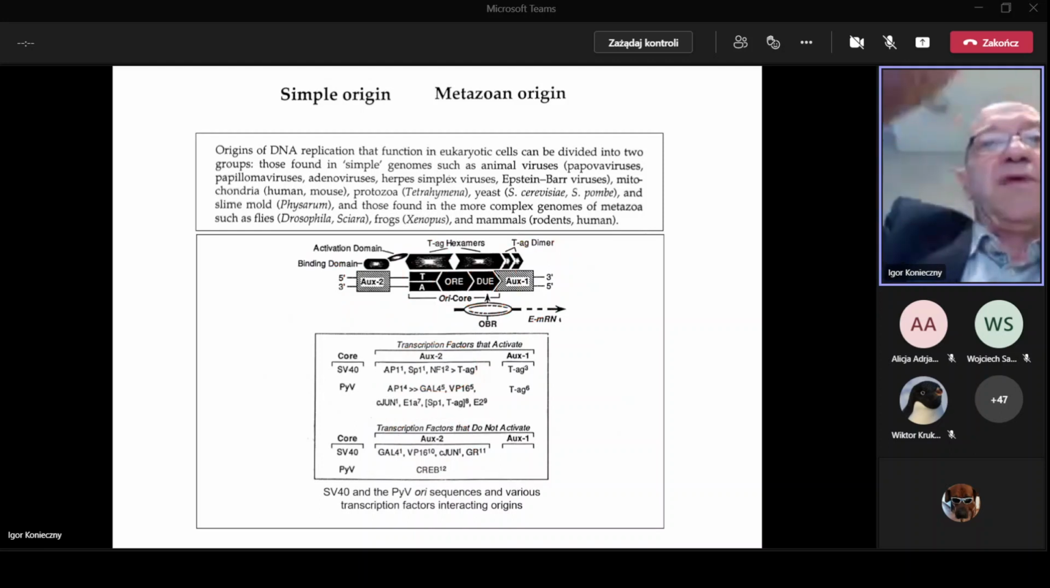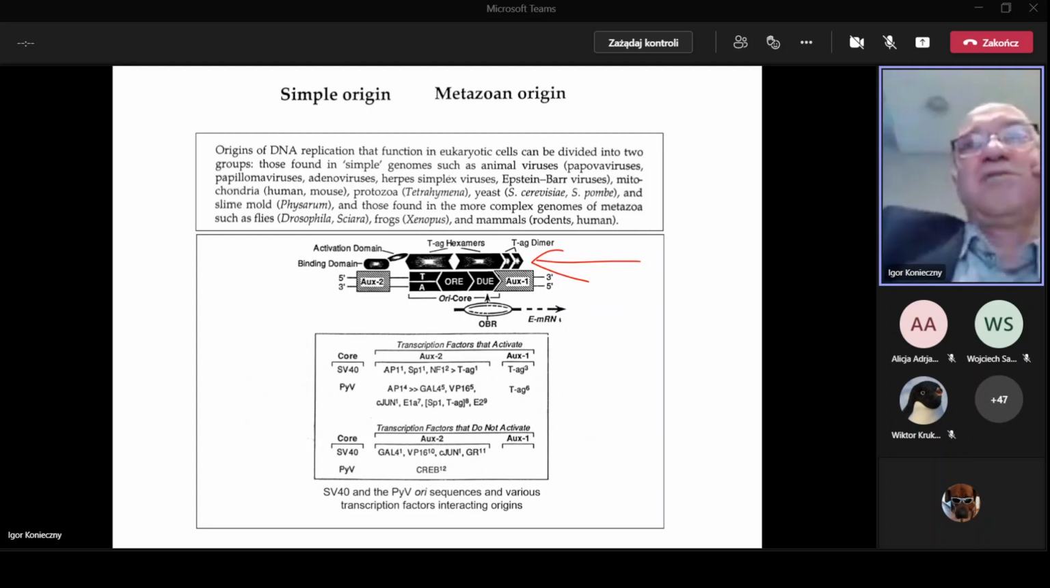Yes, this is just a simplified example of the interaction of T antigen with origin structural elements, and T antigen has a hexameric structure. It's a replication initiator, but also a helicase. It has helicase activity, so a very bizarre protein, which at the same time is an initiator and a helicase, but you see that it can interact with the auxiliary element and the core element of the replication origin.